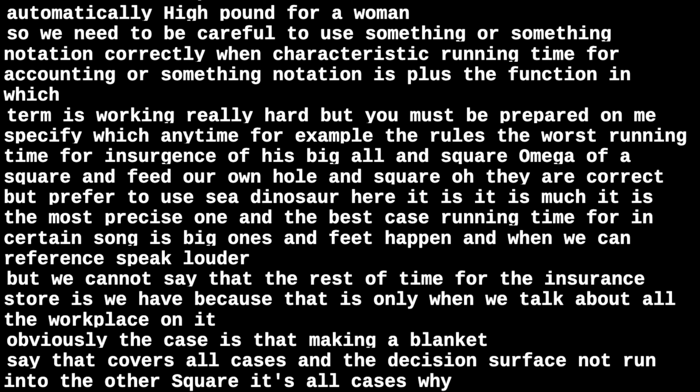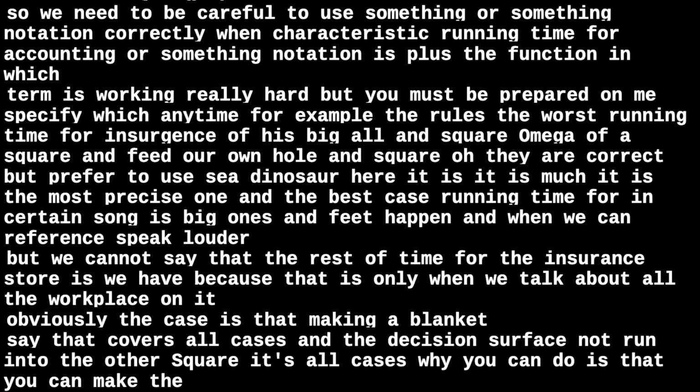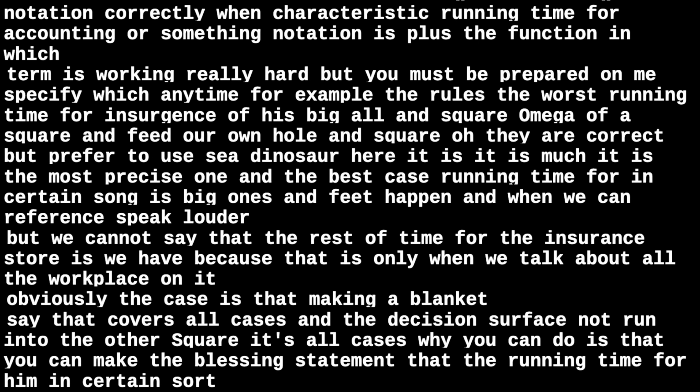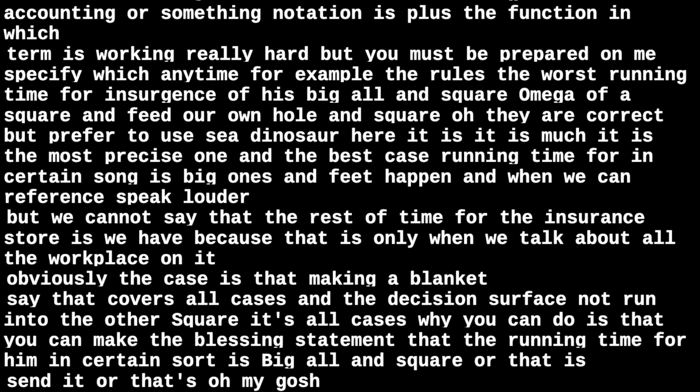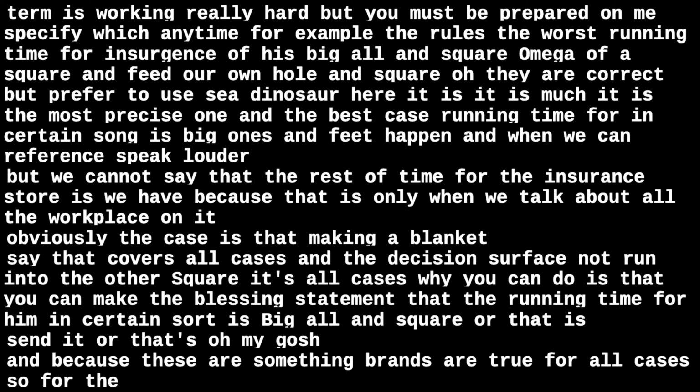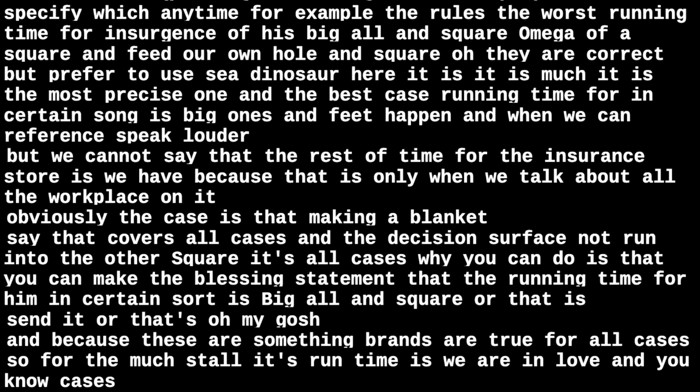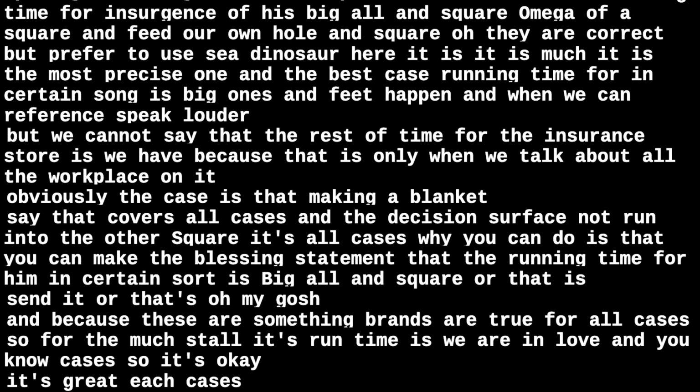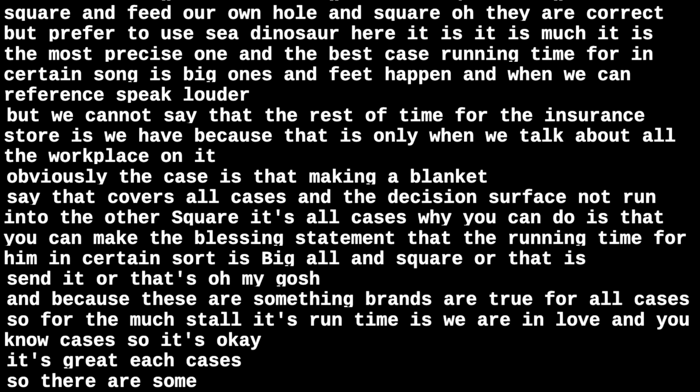What you can do is make the blanket statement that the running time for insertion sort is big O of n squared, or omega of n, because these asymptotic running times are true for all cases. For merge sort, its running time is theta of n log n in all cases, so it's okay to omit the case. So there are some common errors.